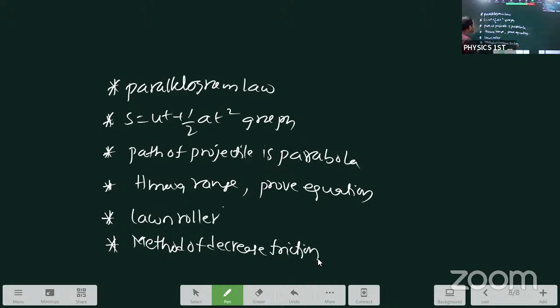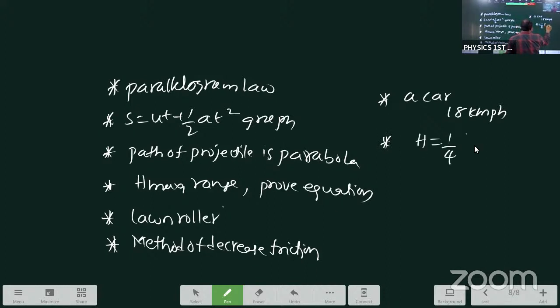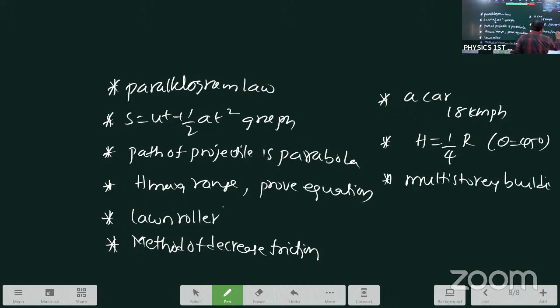So students, these are the questions. Next, problems. A car moving with three different speeds, 18 kmph, came. Yesterday's problem. Next, show that H max equals 1/4 of range when theta equals 45 degrees. Next, multi-story building. Students, up to now we have finished the SAQs.